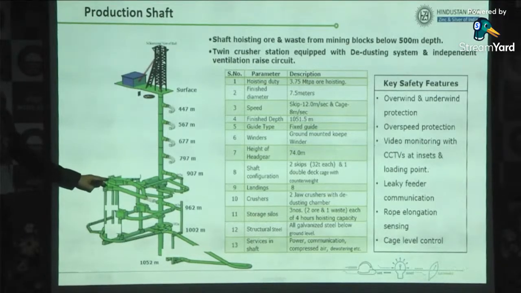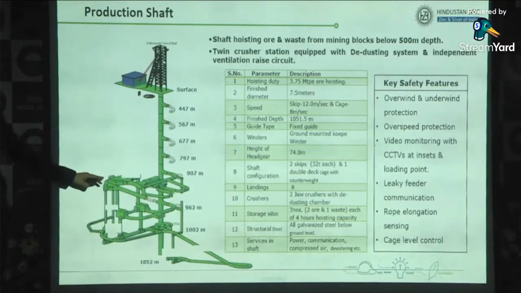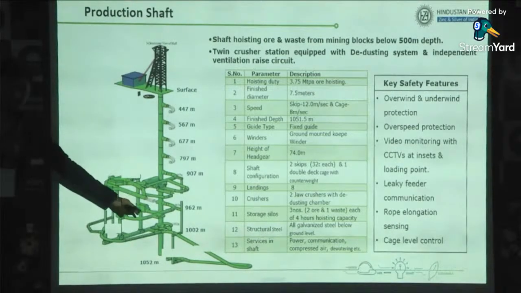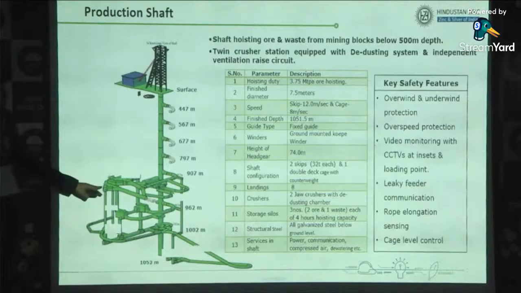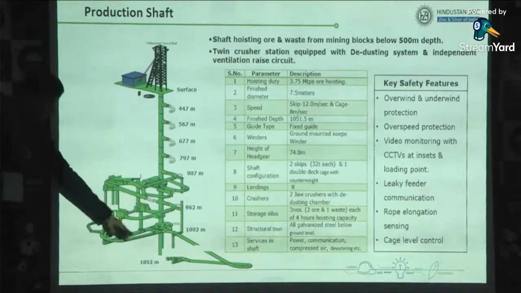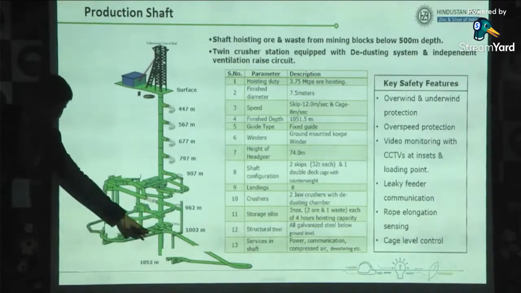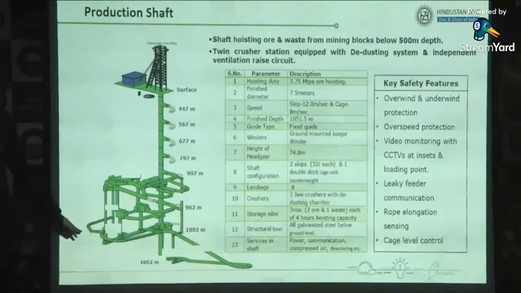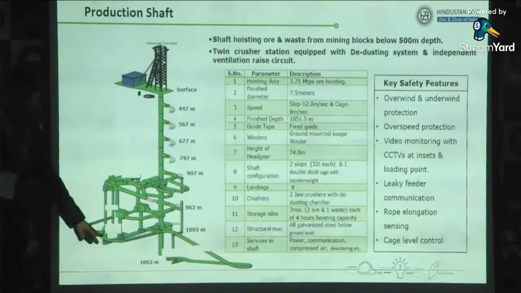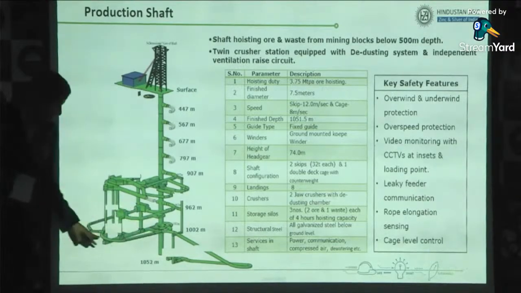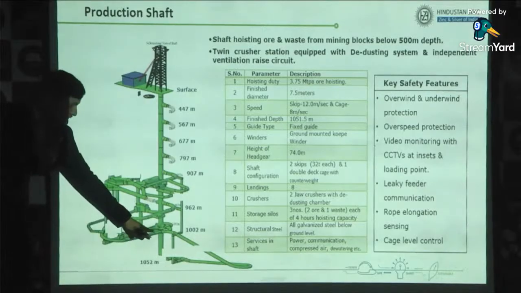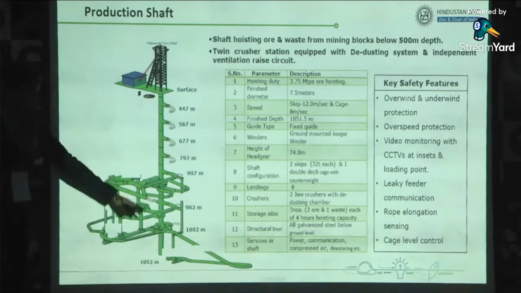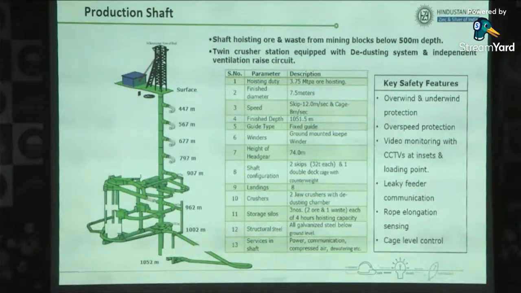From here, LHDs are being used to dump that ore into crushers. So from overpass to crusher to conveyor, we have a conveyor at minus 490 mRL. So from the conveyor, from crusher to hopper, ore will go through the conveyor, then hopper to surface, it will be hauled to the shaft. So that is one of the deepest shafts in India.